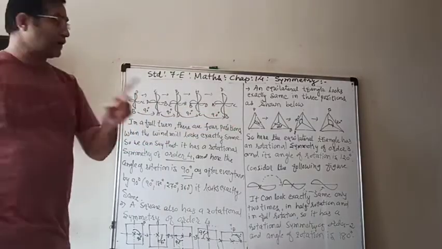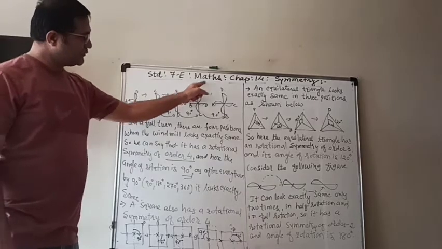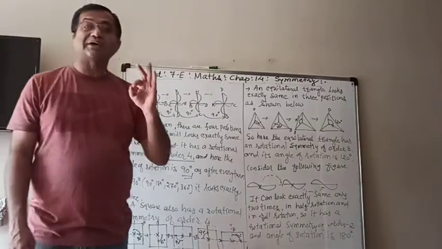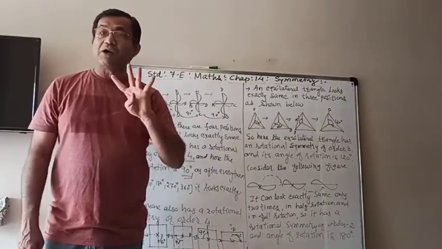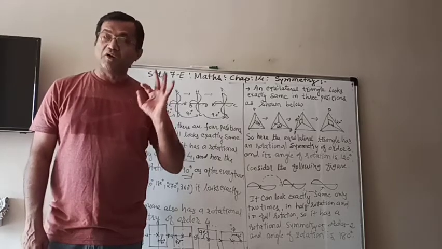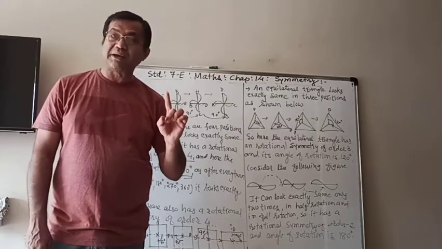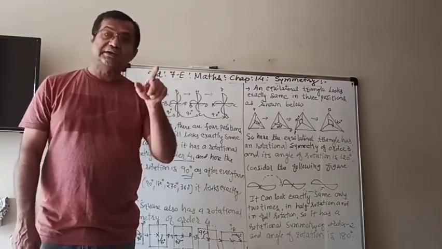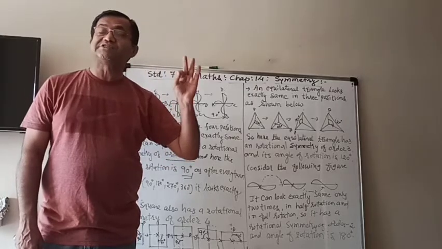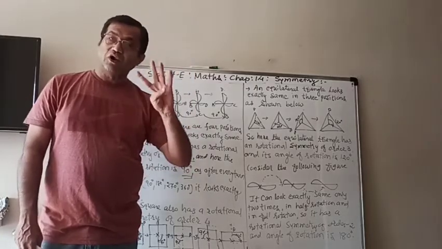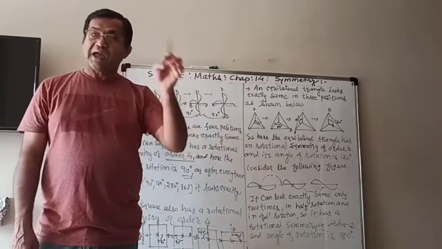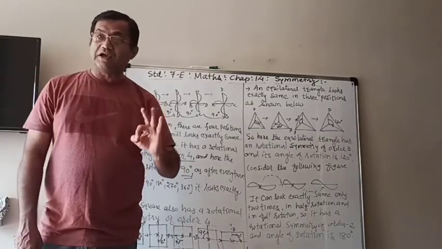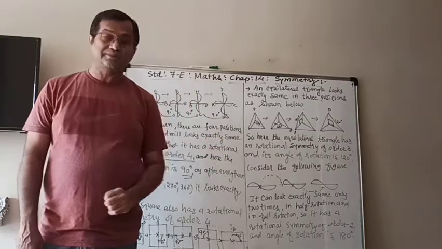So how many times? 4 times. 1, 2, 3 and 4. So in a full turn, there are 4 positions when the windmill will look exactly the same. So we can say that a windmill has rotational symmetry of order 4. Why 4? Because 4 times in a full turn, it looks exactly the same as before. Therefore, order 4 symmetry. And for every position, what is the angle? 90 degrees. So the angle of rotation is 90 degrees.